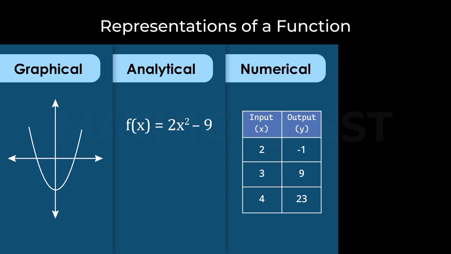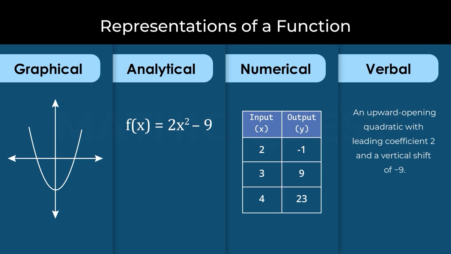Third, numerical representation, or the table. Here we list specific input and output values. And finally, we have verbal representation. This is where we describe the function in words, explaining what it's doing, how it changes, and what it means in context.